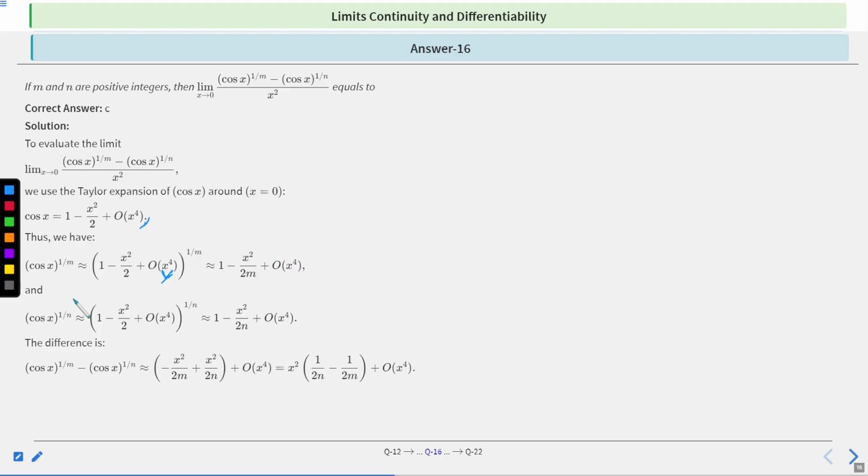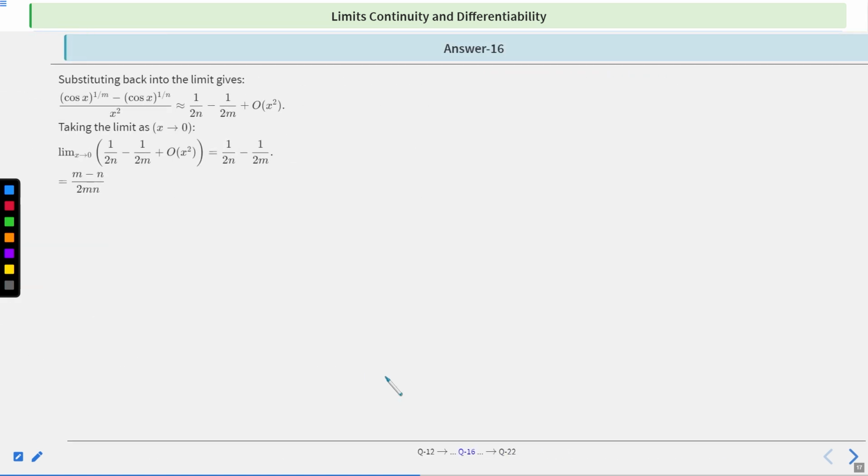Clear? And similarly, cos x to the power 1 by n is approximately equal to (1 minus x square by 2 plus o(x to the power 4)) to the power 1 by n, which is approximately equal to 1 minus x square upon 2n plus o(x to the power 4). Now we have to take the difference of these two, right? So after taking the difference, cos x to the power 1 by m minus cos x to the power 1 by n, we got minus x square upon 2m plus x square upon 2n plus o(x to the power 4), right? Which is equal to x square into (1 by 2n minus 1 by 2m) plus o(x to the power 4), right? Clear?